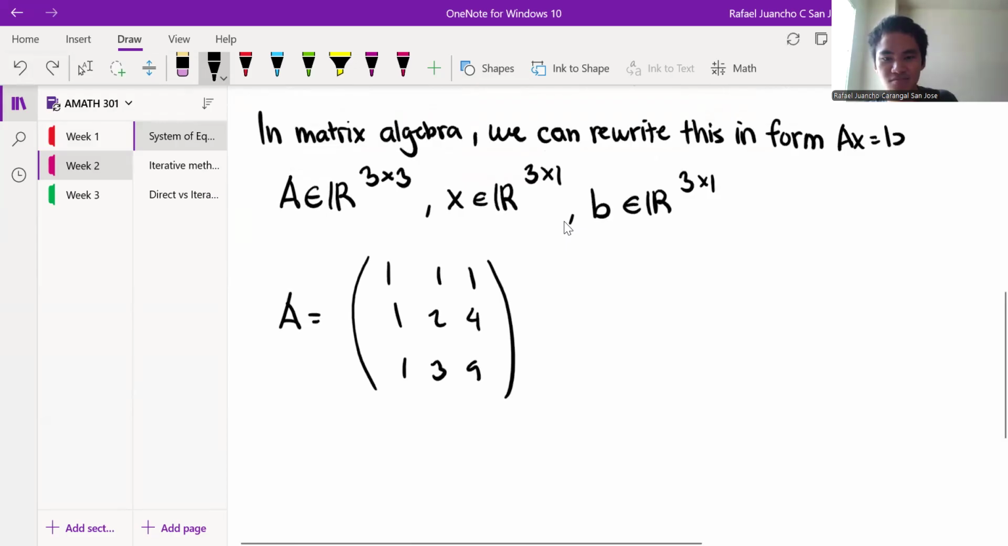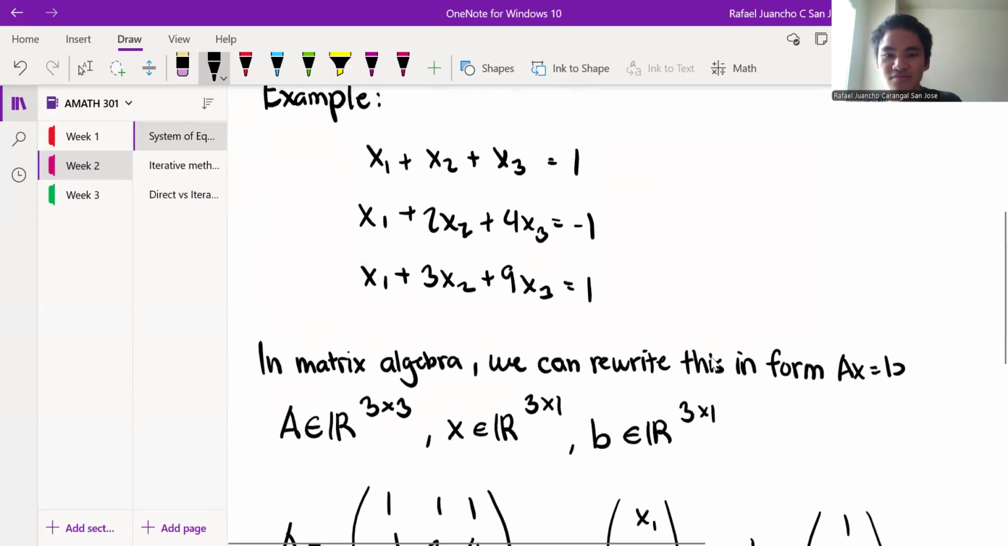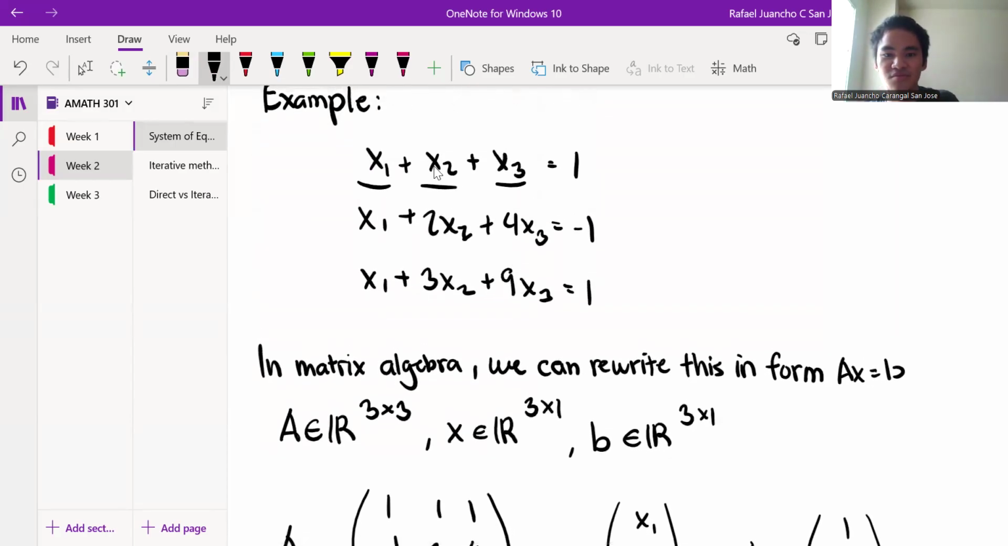Then our x is a vector which has x, y, z. And our b has 1, -1, and 1. The textbook wrote it this way, but actually I'm going to rewrite it with x1, x2, x3, just to follow the unknowns.